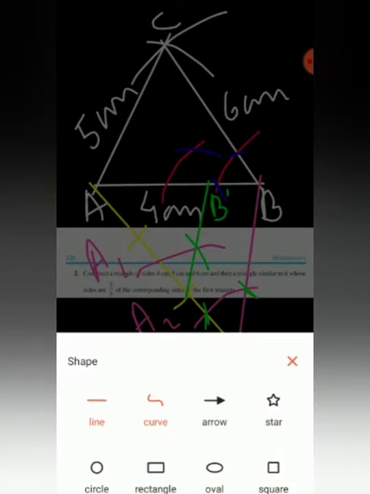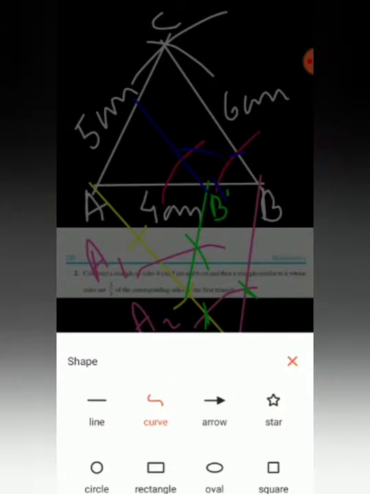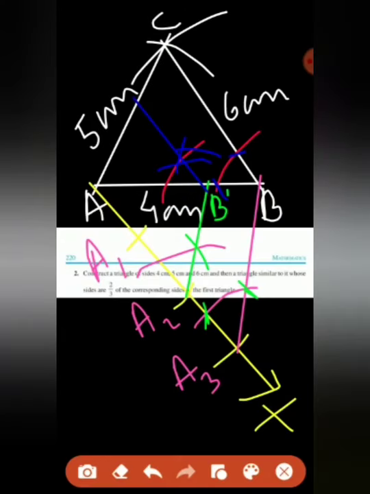After making this arc, you join your line to that point, and then you'll get a line which is parallel to BC. My arc is not matching there, but you can adjust. I'm doing it with my free hand, so I'll get something like this, and this line should be parallel to BC. Let's say that point is C dash.